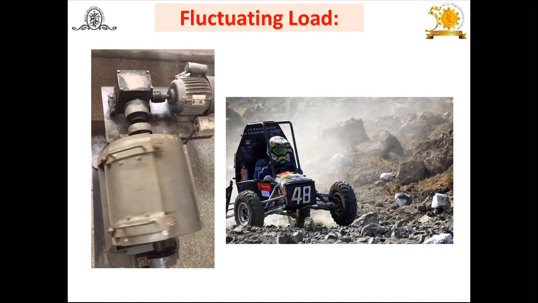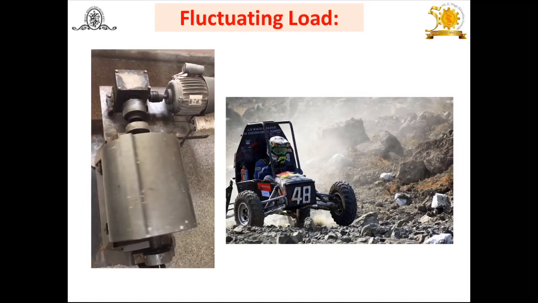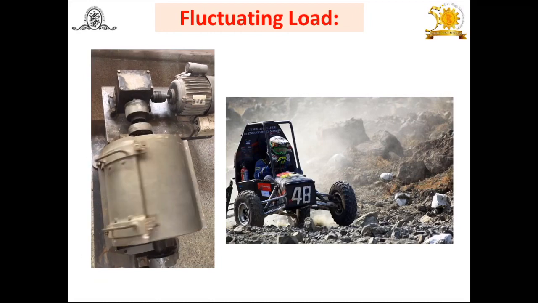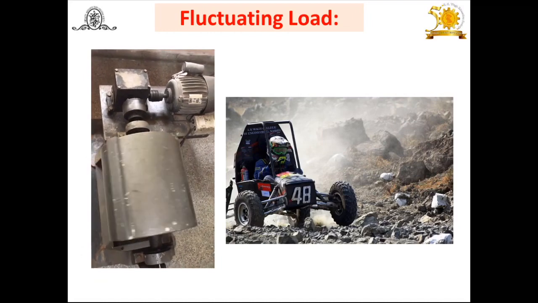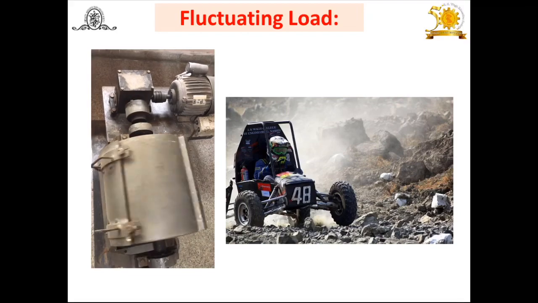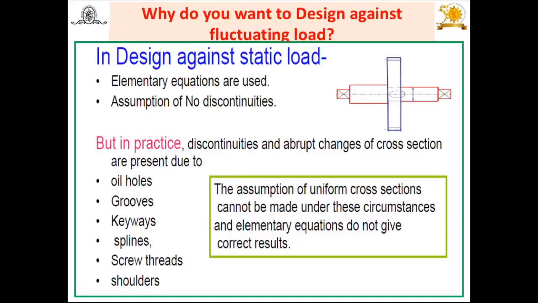In many industrial applications, you will find components are subjected to varying loads, such as the mill shown here, which is also subjected to varying load. Another one is all-terrain vehicles. Because of changes in acceleration, speed or braking action, they are subjected to dynamic loads. That means load does not remain constant, it varies. Because of that, more than 80% of components fail because of fluctuating, dynamic or varying loads. But why do we want to design against fluctuating load?